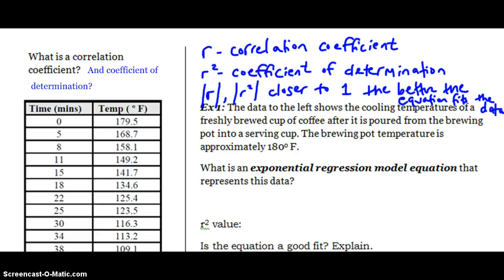Okay, so let's look at our first example here and think about what it's saying first. It says the data to the left shows the cooling temperatures of a freshly brewed cup of coffee after it's poured from the brewing pot into a serving cup. The brewing pot temperature is approximately 180 degrees Fahrenheit, and it wants us to find the exponential regression model equation that represents this data. So in this example, we don't have to compare different functions. They tell us which one to find.